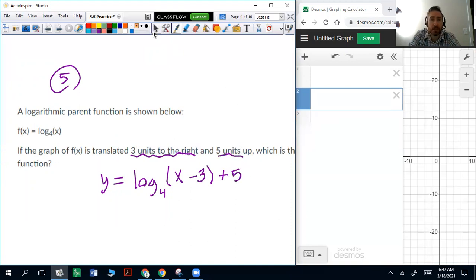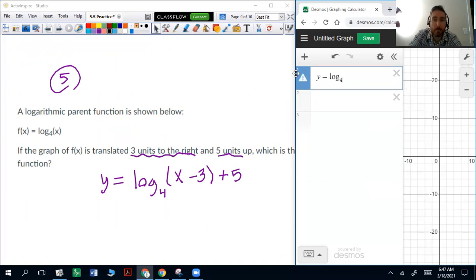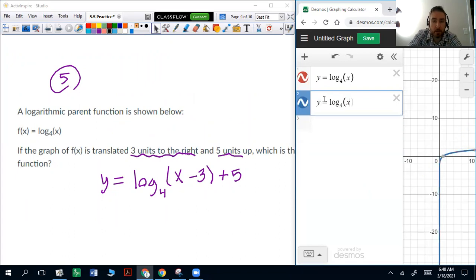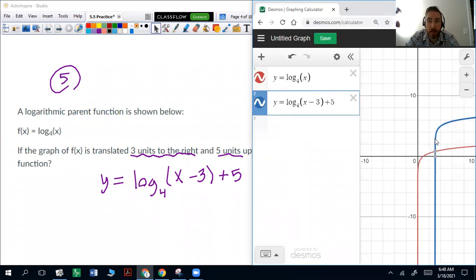Now this is where using your Desmos might come in handy. So you could say y equals log base 4 of x. So you can see that original graph. Then do the same thing. Just to verify that you did the right movements. So I can see it's gone right. The blue function went right and up. So it looks like it went right 3 and up 3.